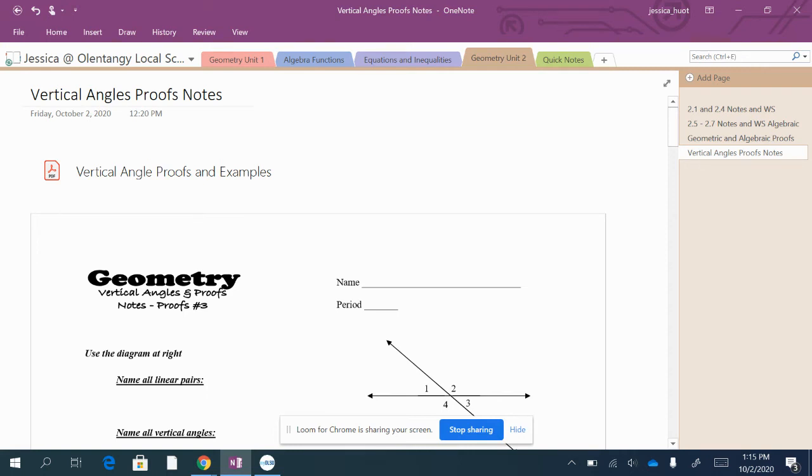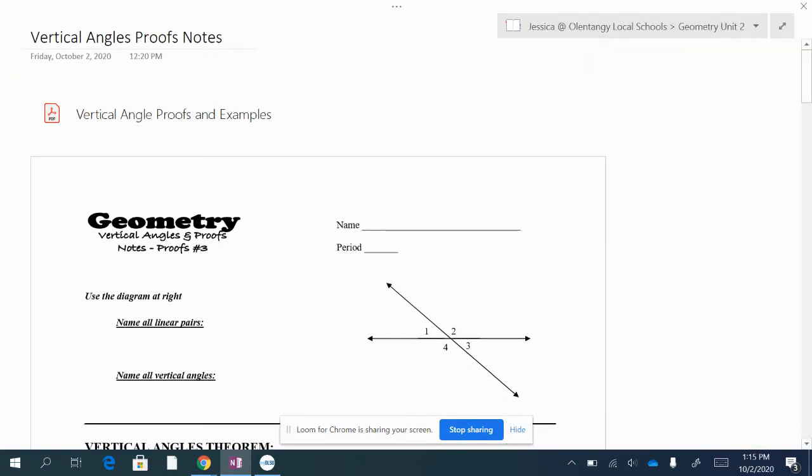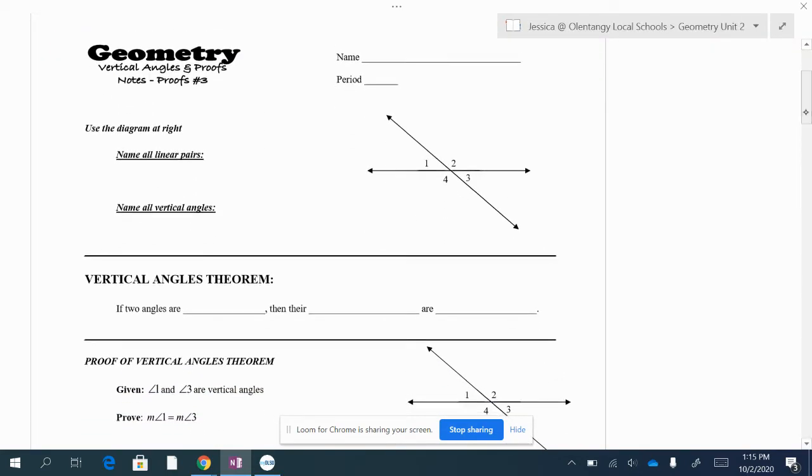So we are going to start with vertical angle proofs. You should have this page open in front of you. So first it says name all linear pairs and then name all vertical angles.